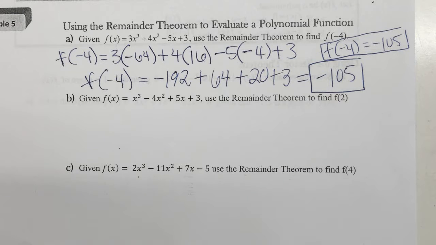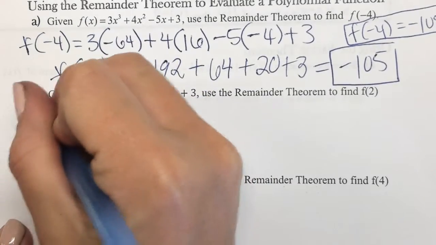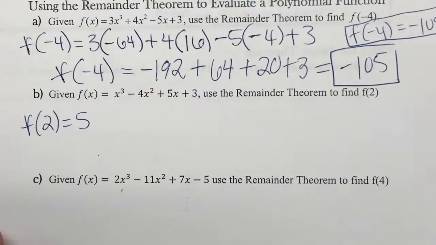Alright, everybody done with B? What did y'all get? F of 2 is 5. Everybody agree? Alright, here is the different way you can do it, besides plugging everything in. Since it's talking about remainder, how did we find remainders yesterday? Division. Synthetic division, right?